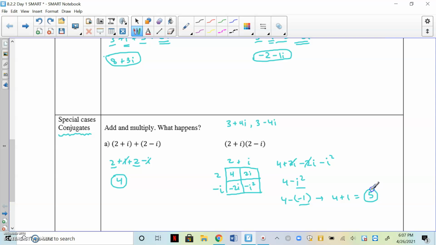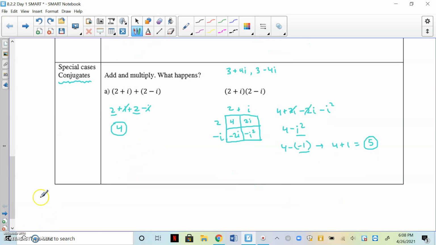So just like when we added the conjugates, when we multiply them, we also get rid of all of our i terms. So it kind of makes your life a little bit easier. You have less to keep track of in that case. And then sometimes you can also find some shortcuts. Like here, it was pretty clear that we would end up with just the first terms multiplied by each other.